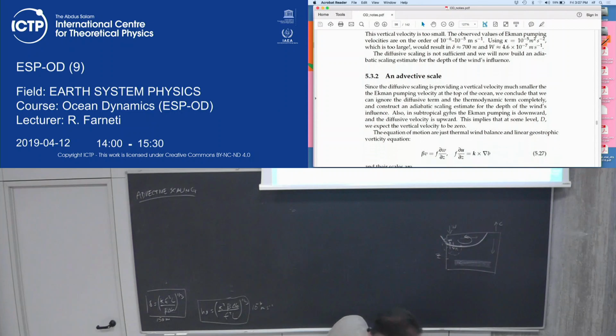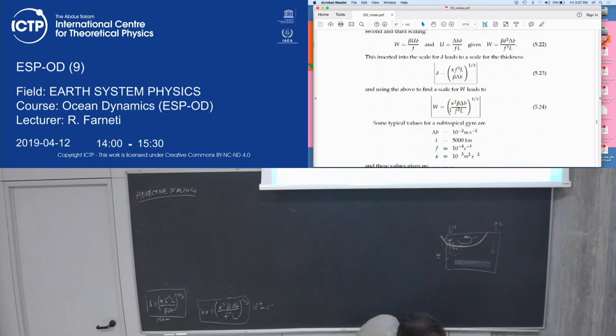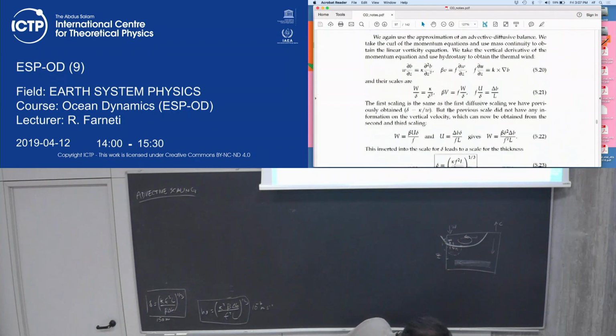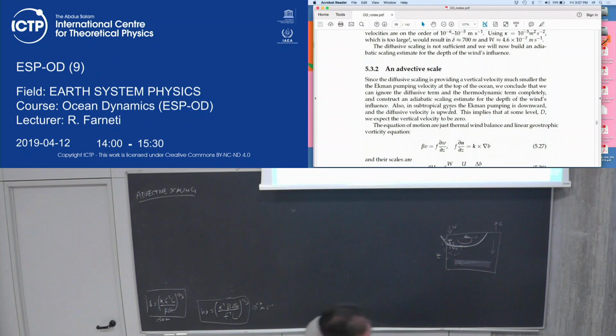Okay. So we use the same planetary geostrophic equations, okay? But now that we got to that conclusion that the Ekman pumping velocity through the diffusivity is too weak, we're going to say, okay, then we can ignore the diffusive term and the thermodynamic term completely, because that gives me an Ekman pumping velocity which is much too weak. And so we derive a scaling which is now totally adiabatic, okay? So there's no diffusion. And we're going to try to see if we can get an estimate of the depth of the wind's influence that is closer to reality.